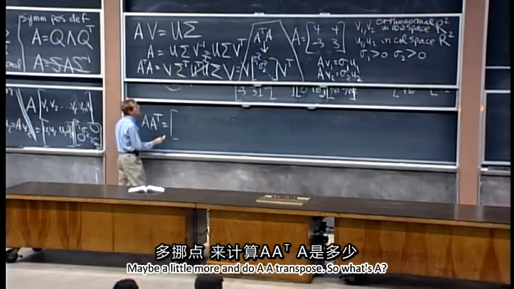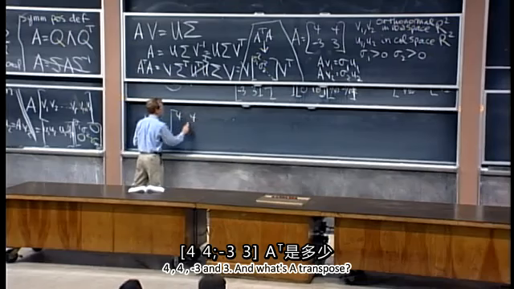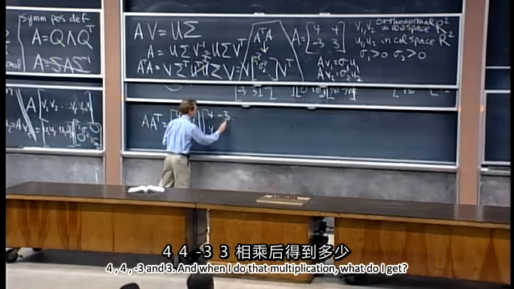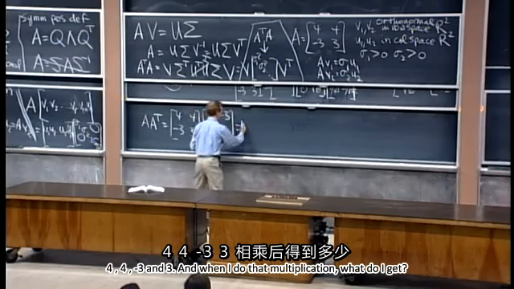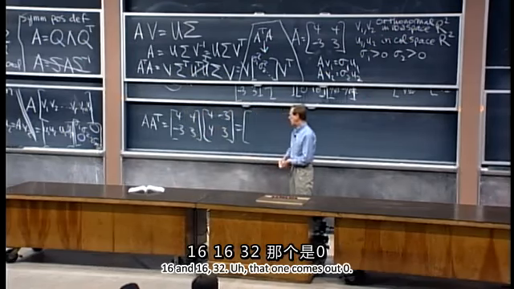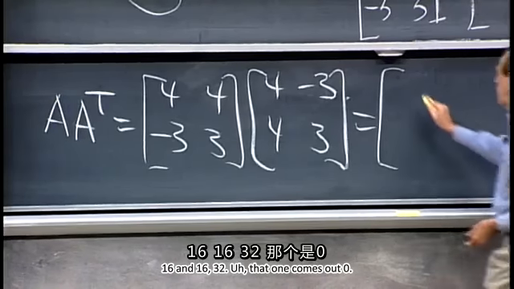So what's A? 4, 4, minus 3 and 3. And what's A transpose? 4, 4, minus 3 and 3. And when I do that multiplication, what do I get? 16 and 16, 32.